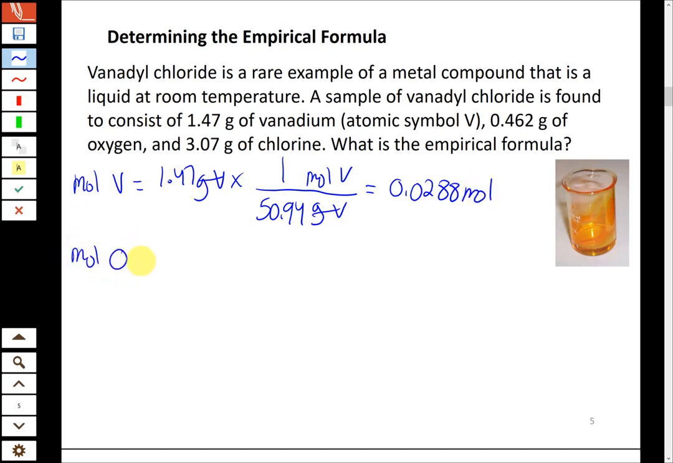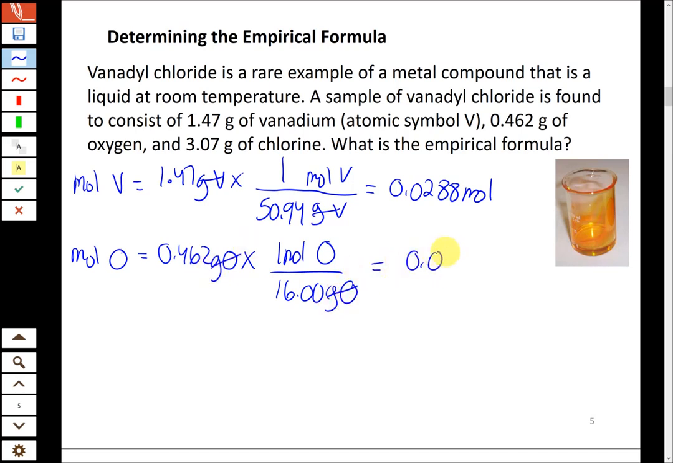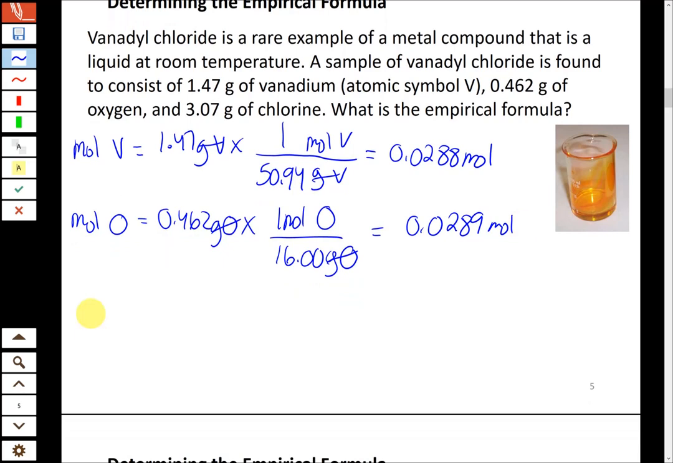We're going to do the same thing for the other 2 elements. So for oxygen, there's going to be 0.462 grams. And we're going to divide by its atomic mass. The atomic mass of oxygen, I don't want to go back to the periodic table a million times, but that's 16 if you find it on the periodic table. So we divide by 16 to get 0.0289, so almost the same number. So we would conclude that there's the same number of moles of V and O, vanadium and oxygen, in the formula. Then we do the same thing for chlorine.